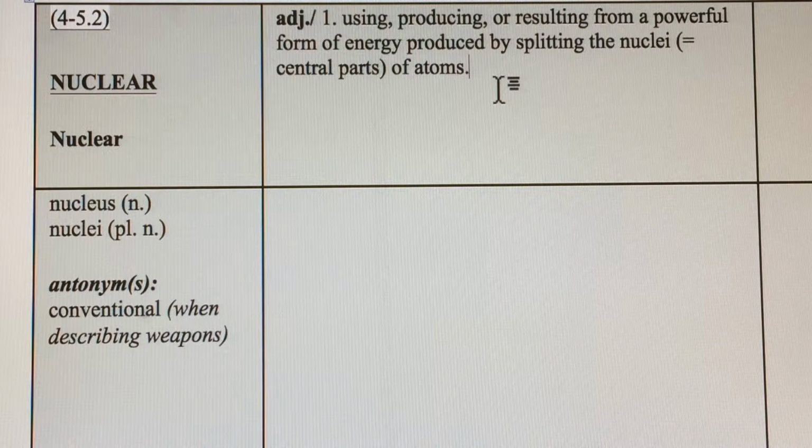And usually, most people know the term nuclear when we're talking about nuclear power, nuclear energy. Sometimes there's nuclear power plants around the nation that produce energy by splitting atoms. You can also create a weapon called a nuclear bomb, and that is the example used in your academic sentence.